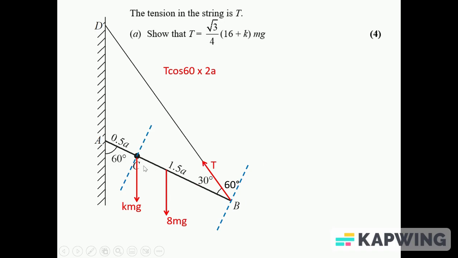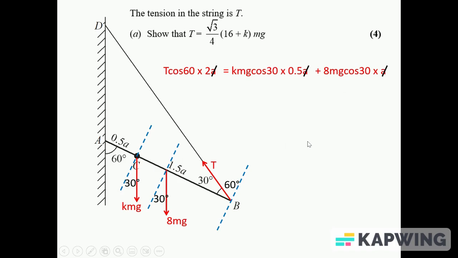Looking at the km weight, that angle's 30 degrees, so I've got to turn it through an angle of 30 degrees here. So that component perpendicular to the rod is kmg cos 30, and I need to multiply that by the distance from A, which is 0.5a. The 8mg, the weight of the rod, again I've got 30 degrees there, so the moment of the weight is 8mg cos 30 multiplied by a.